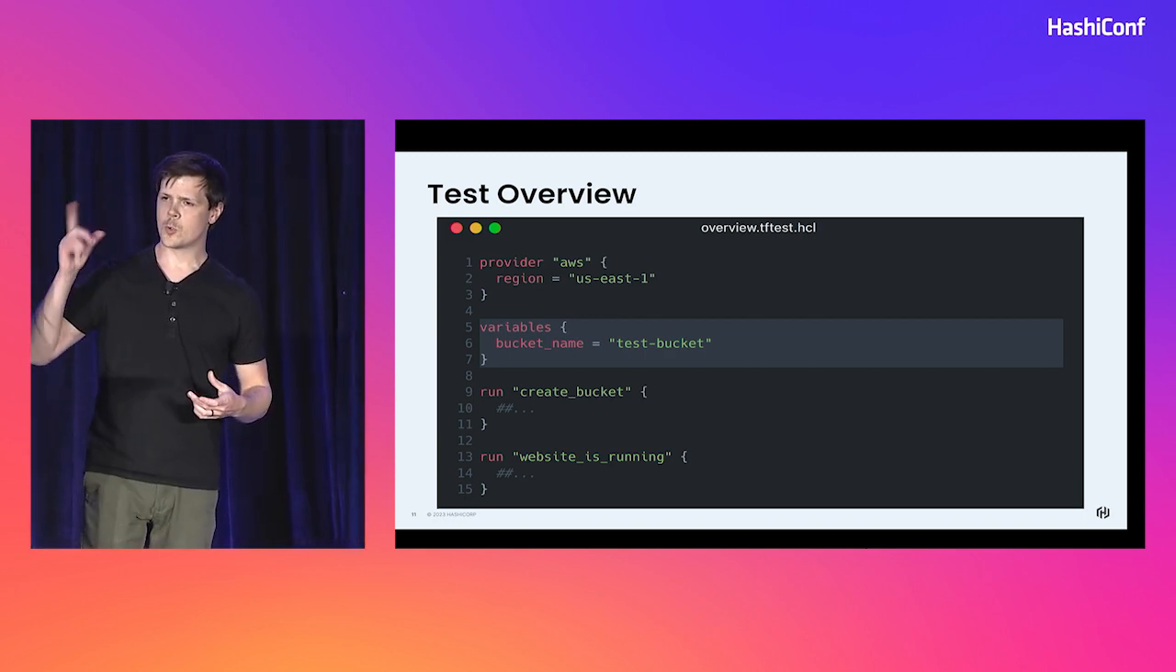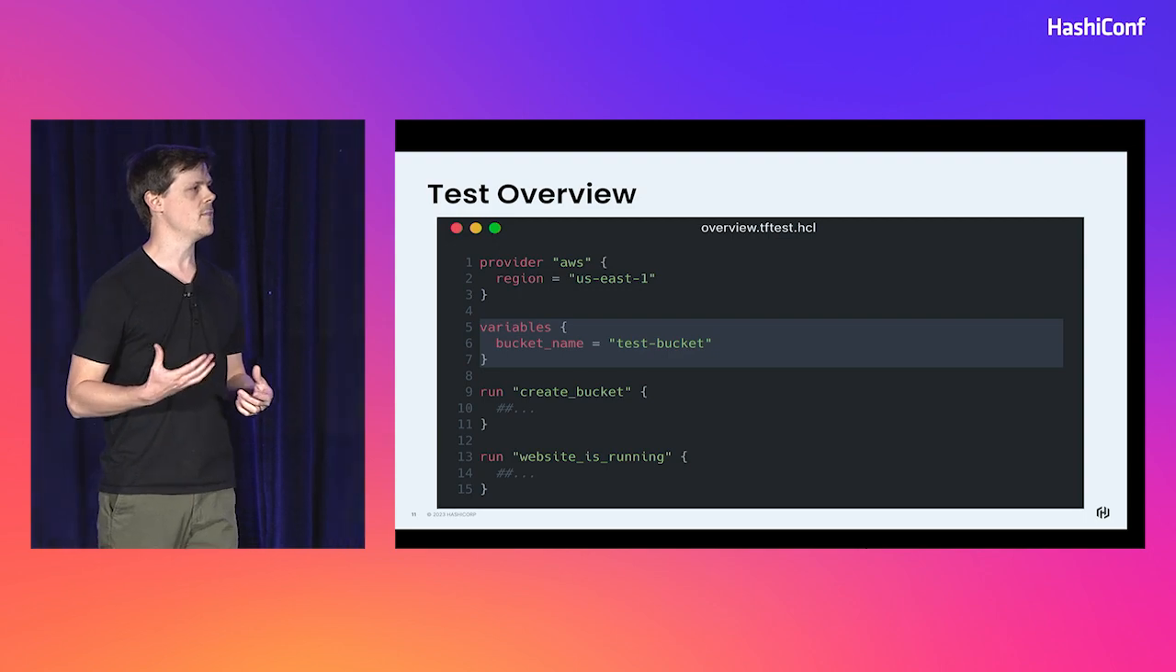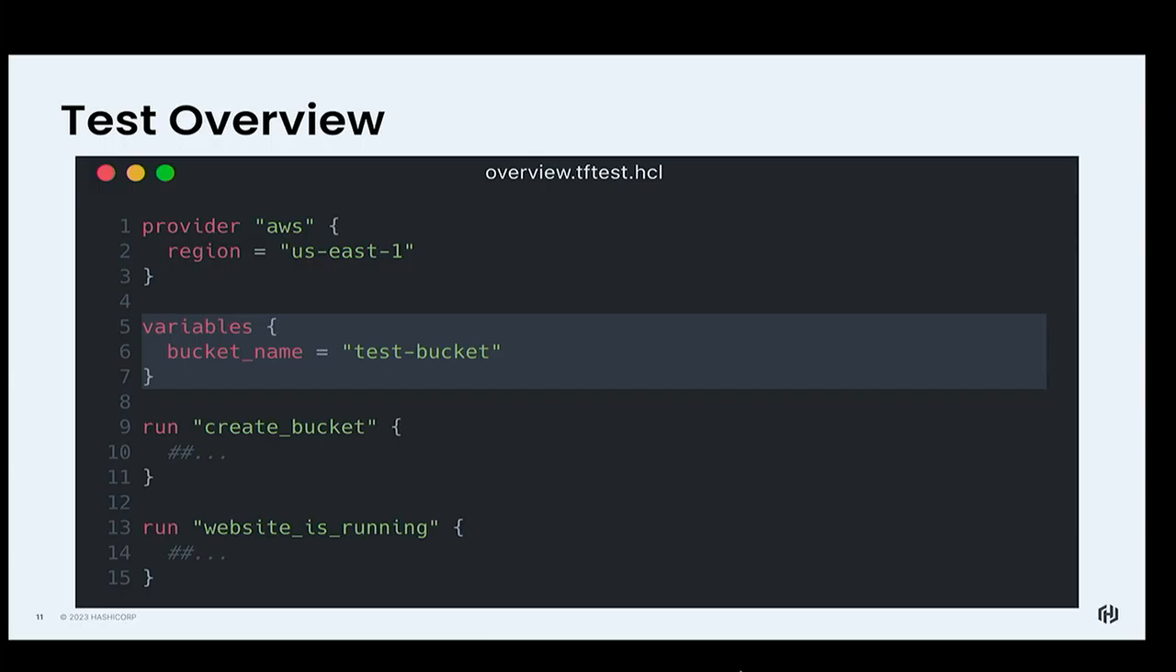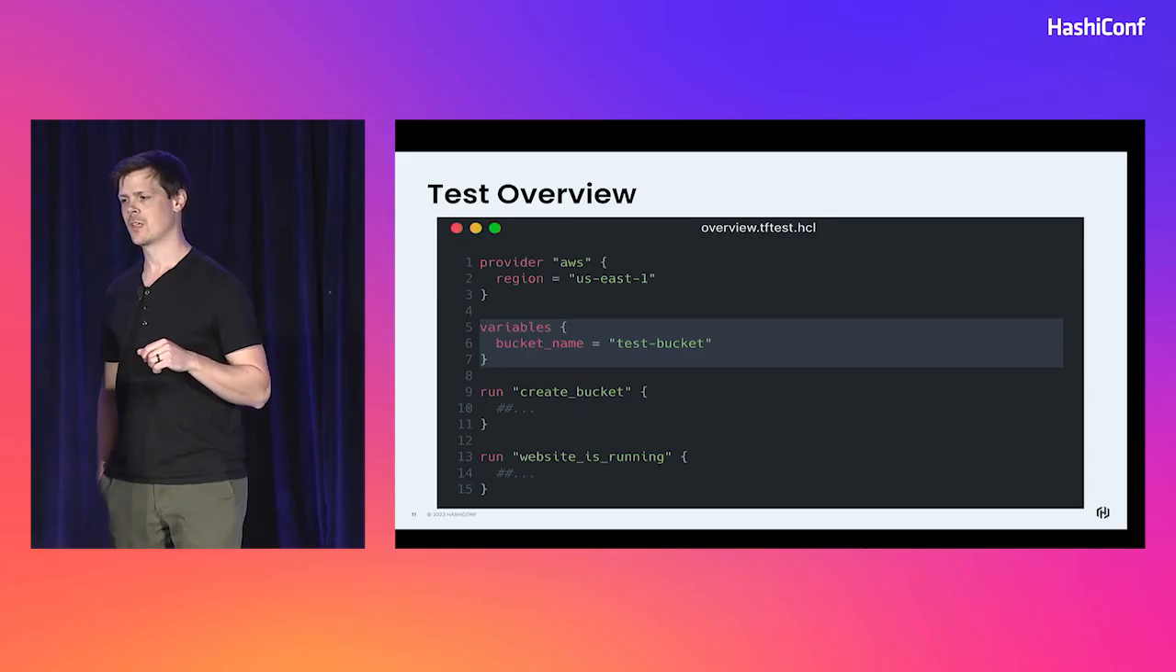So here, we're giving a value to that bucket name variable for the configuration that we're testing. This is optional. If your module doesn't have any variables or you're fine testing it with the default values, you can actually completely omit this. You don't have to include it at all, just like the provider block. But in this case, we wanted to say for all of our tests that we're going to run, set the bucket name to test bucket.